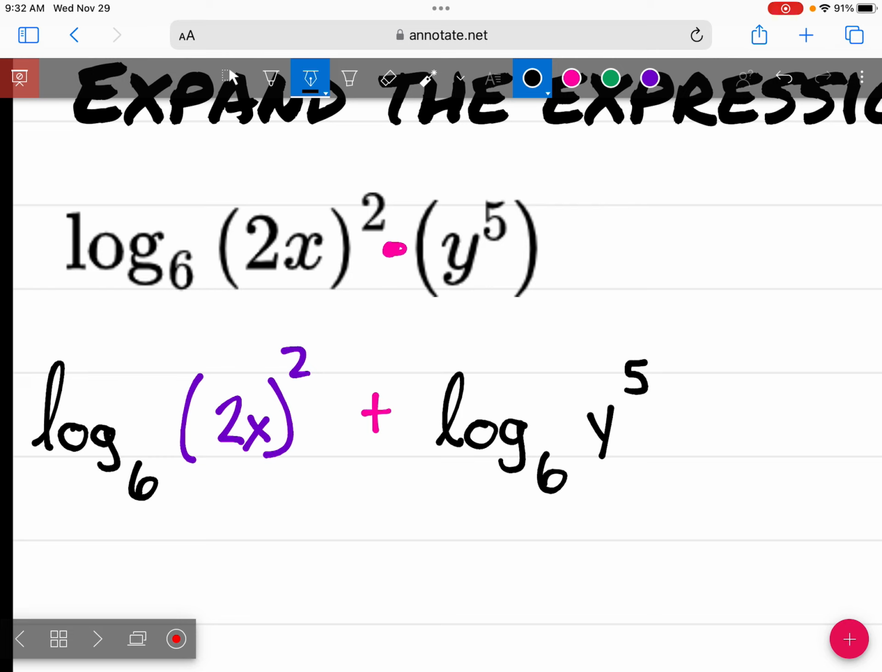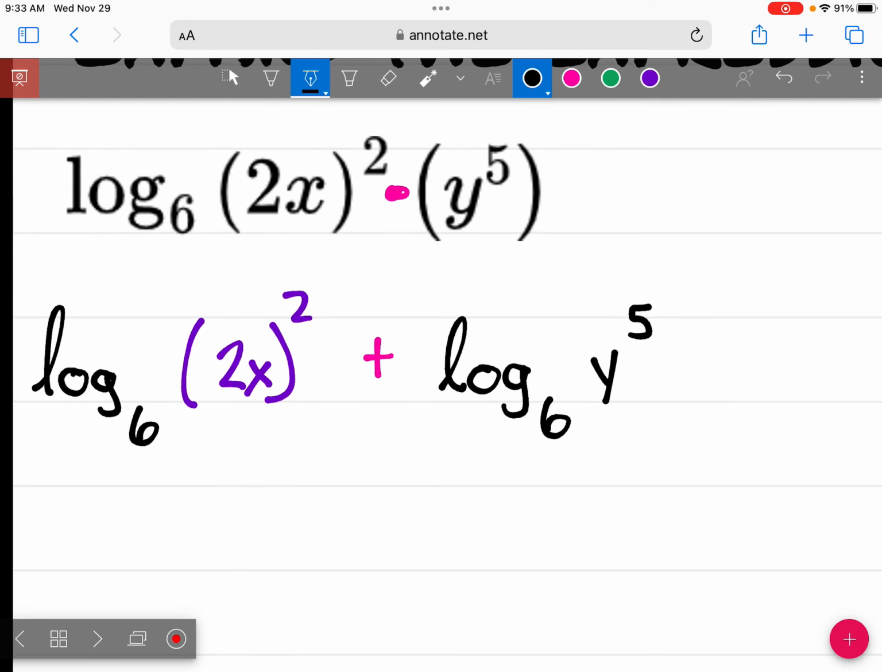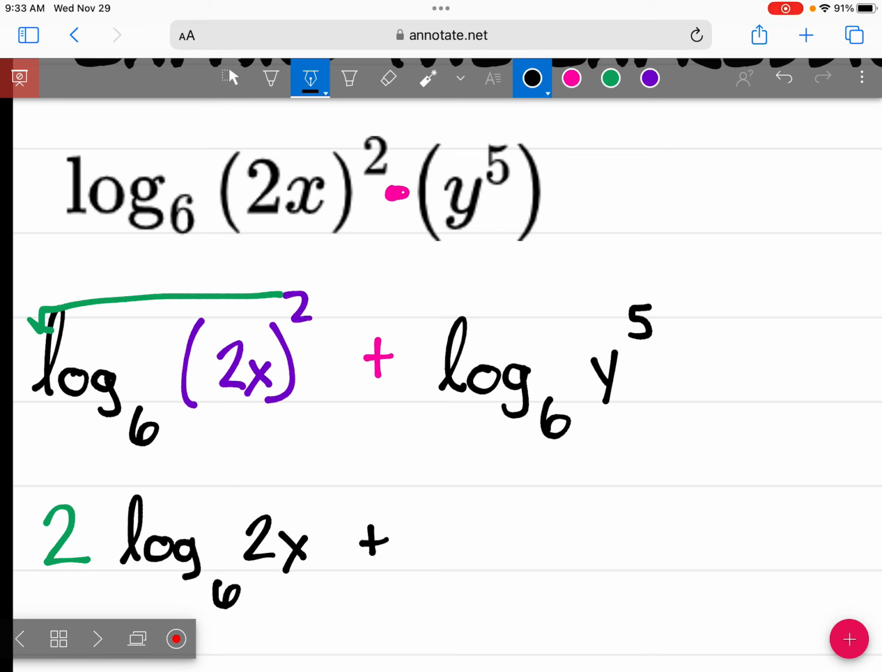With this set of parentheses over here, before I can use my product property on the 2x, I have to use my power over here. So we need to use our power property first to get 2 log base 6 of 2x plus, and you can use your power property on this side. This side's just about done. 5 log base 6 of y.